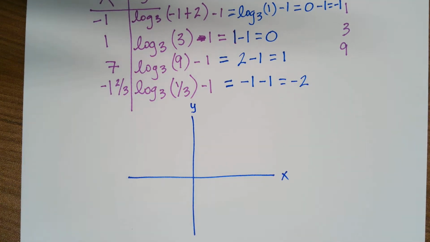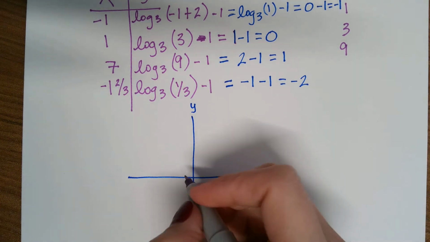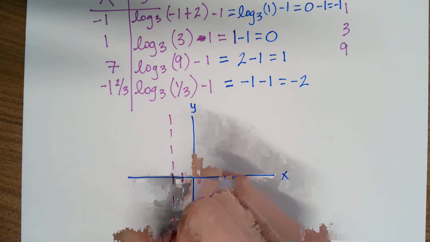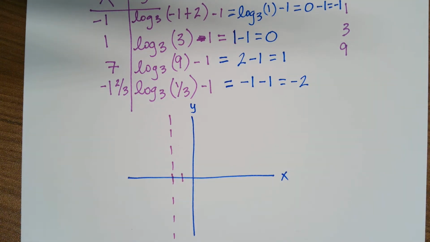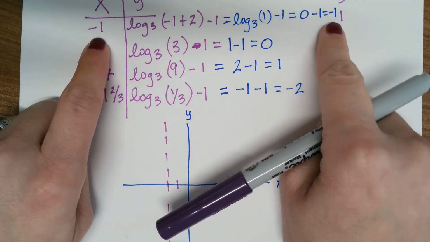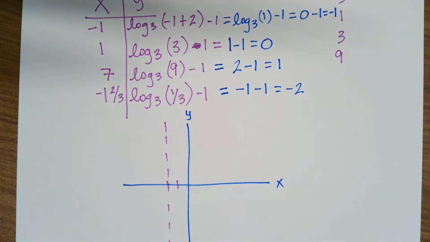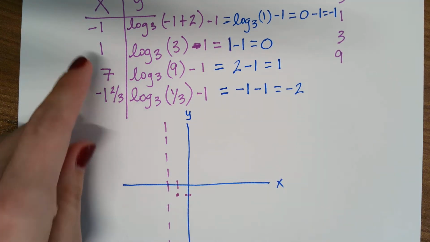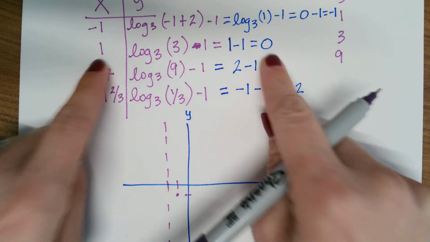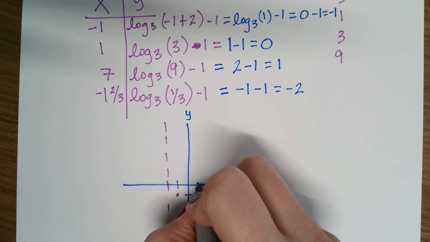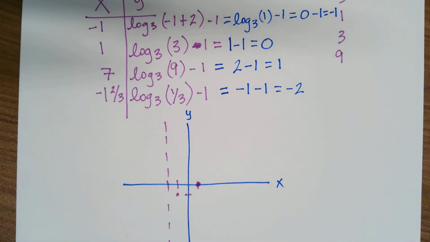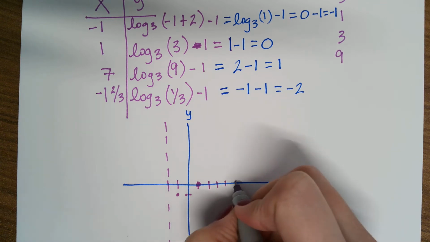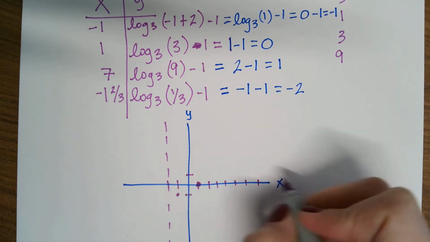Alright, so I'm going to start by plotting my vertical asymptote. I know my vertical asymptote occurs at x equals -2. And now plotting my points. If I plug in -1, we found that I should get -1 back out. So if I plug in -1, I get -1, right there. If I plug in +1, then I should get 0. If I plug in 7, then I'm up at +1. So 1, 2, 3, 4, 5, 6, 7. I'm up at +1.